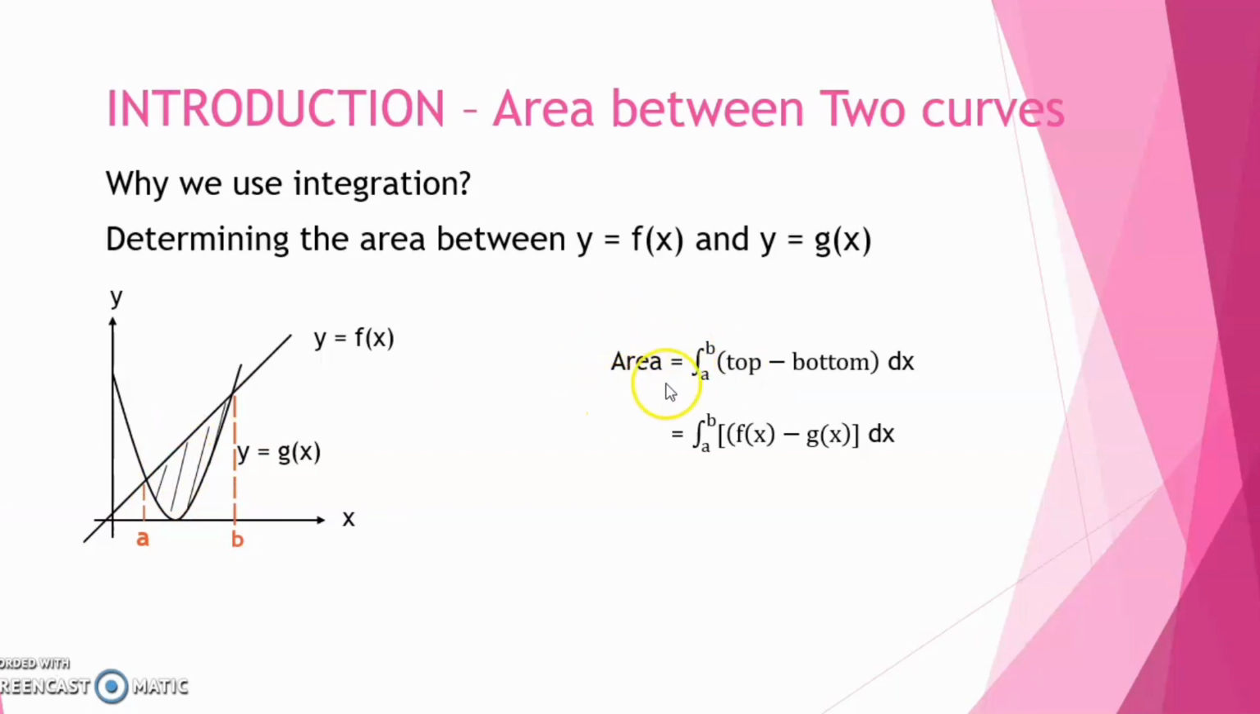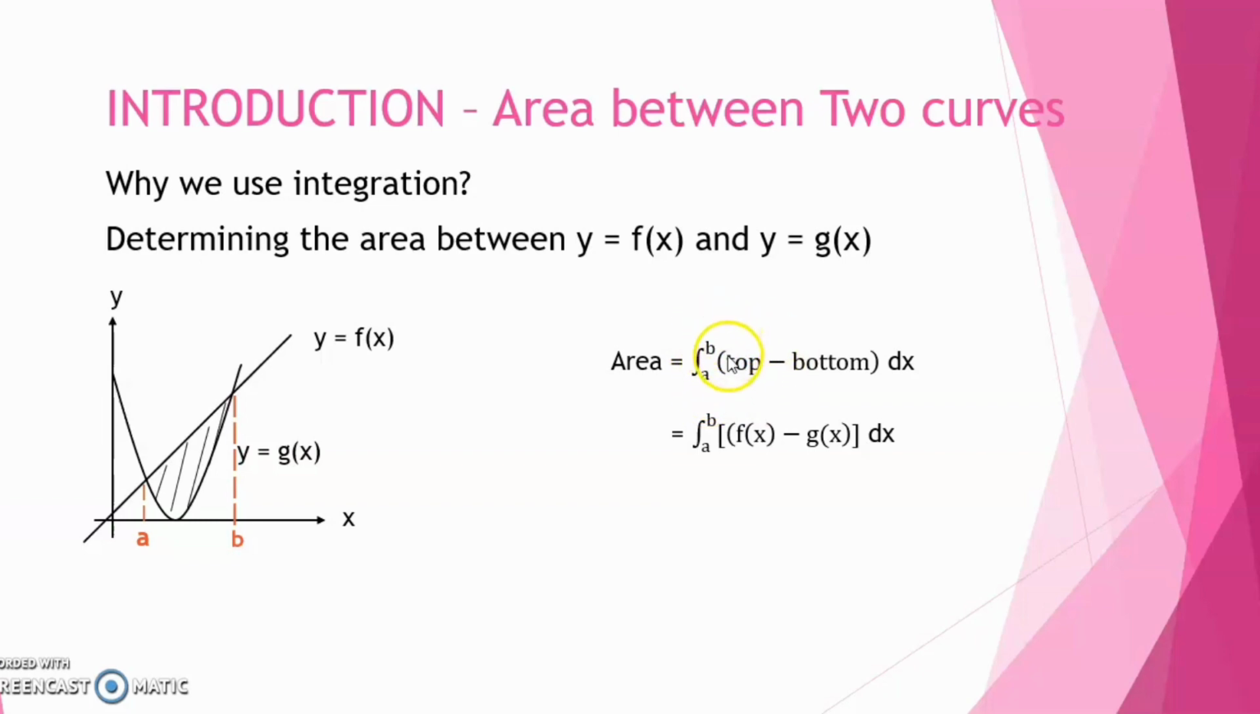So the formula is area equals the integral from a to b of top minus bottom dx. The starting point is a until b. A is the lower limit and b is the upper limit. There is always lower limit until upper limit.